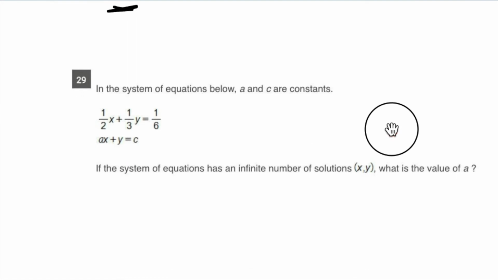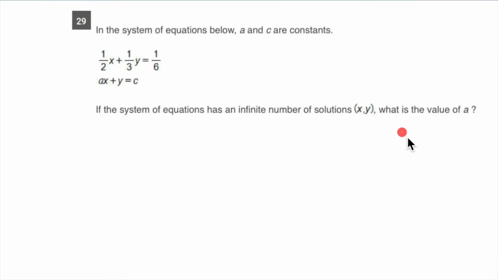Okay, 29. In the system of equations below, a and c are constants. That means they don't change. Now, these are the systems of equations that they're giving us. If the system of equations has an infinite number of solutions, what is the value of a? Now, you have to know some things about this. If it has an infinite number of solutions, it means that the lines are going to be parallel. The slopes are going to be equal to each other.